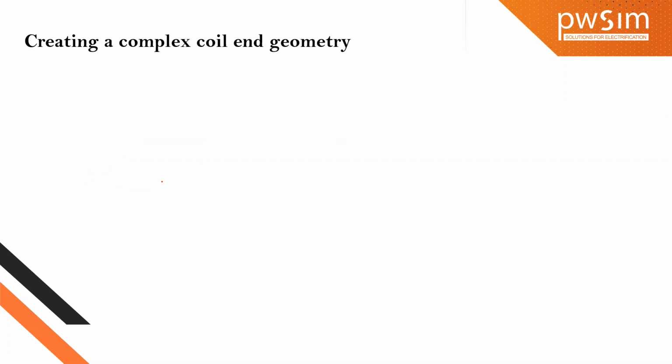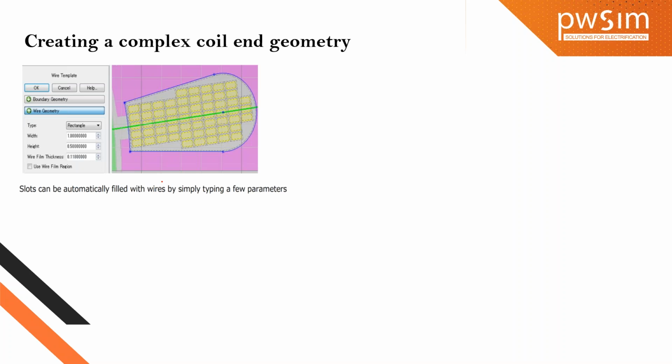So after mesh, we have a technology to create a coil in geometry for a complex model. Firstly, I will show you how to create a wire by simply typing a few parameters in the slot using the wire template option. For example, in the wire template options for the 2D model, we can define the area, I mean the slot area, and we can define the slot fill factor, the wire thickness, the wire insulation, everything. So JMAG can automatically create a wire in the slot based on the parameters defined in the wire template window.